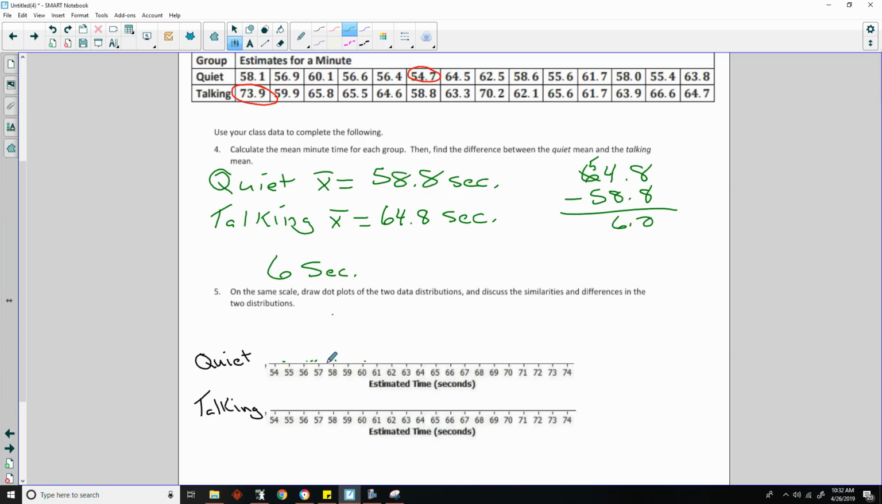Then .7, 64.5, 62.5, 58.6, 55.6, 61.7, 58 exactly. There's a dot here too. Where are we? 55.4.